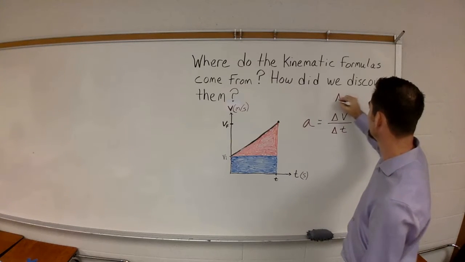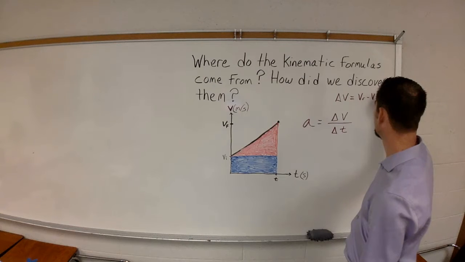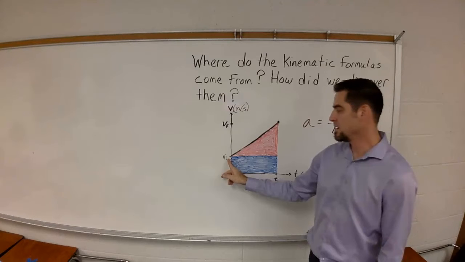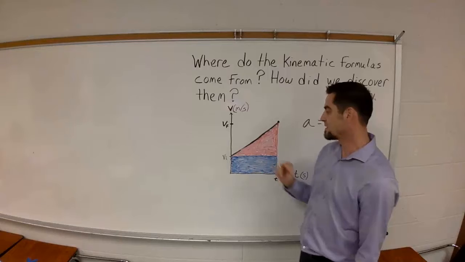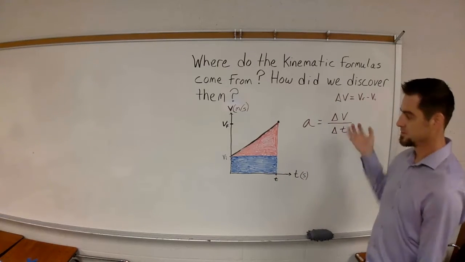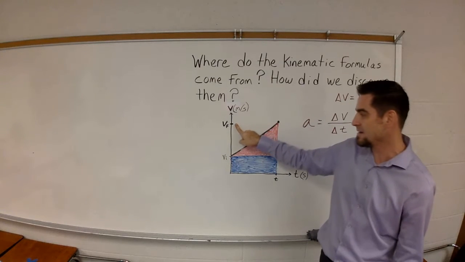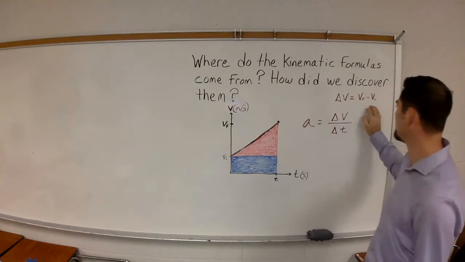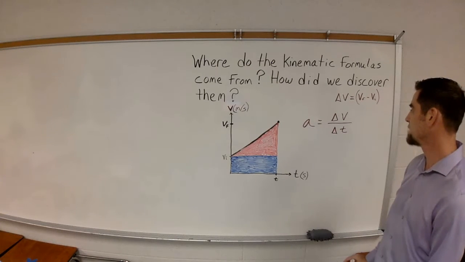So our change in velocity is equal to final velocity minus our initial velocity. So if you think about it, if our initial velocity is 0 and our final velocity is 5, 5 minus 0 is 5. Say if we started at 3 and our final velocity was 8, 8 minus 3 is still 5. Our change in velocity would still be 5.